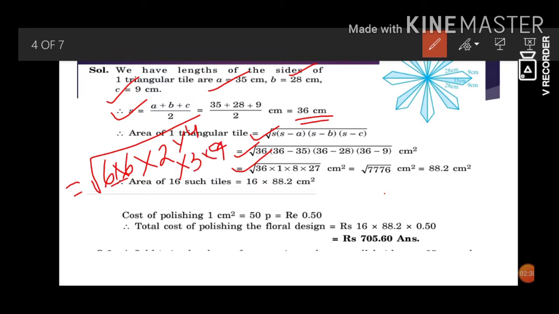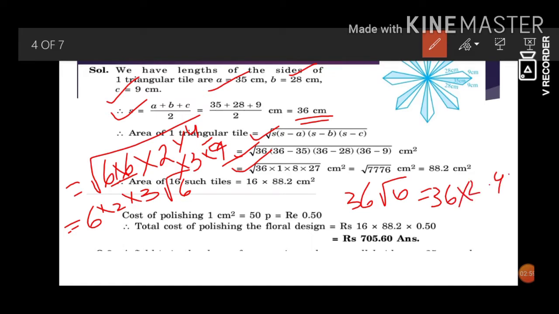So out of it 6, 4 and 9 can come out of the root. So we will get 6 into 2 into 3, as 4 when it comes out from the root will become 2, and when 9 comes out from the root it will become 3. And under root we will have 6. So we have 36 root 6. Now the value of root 6 is 2.45. So if we multiply 36 with 2.45, we will get 88.2 centimeters square. So this is the area for one tile.